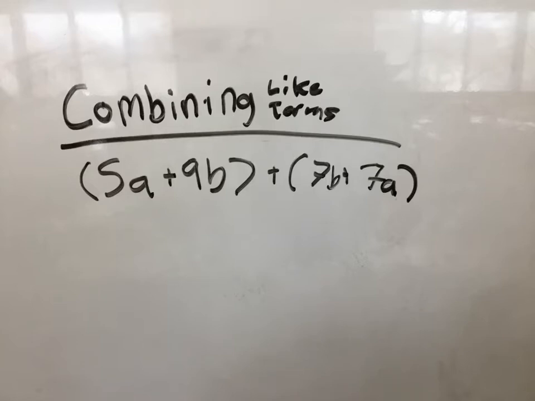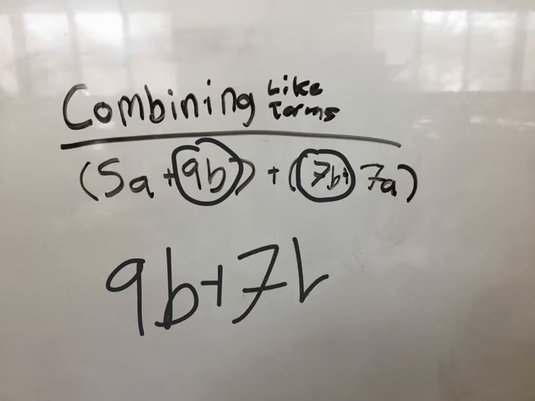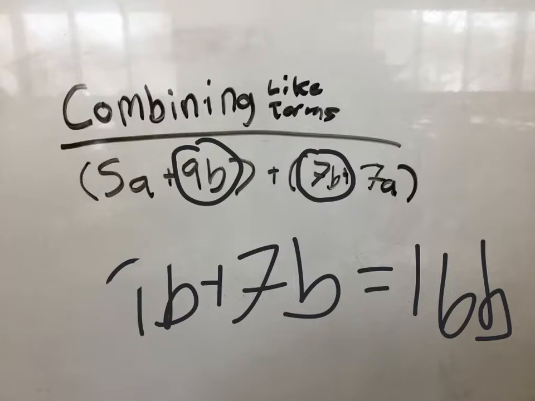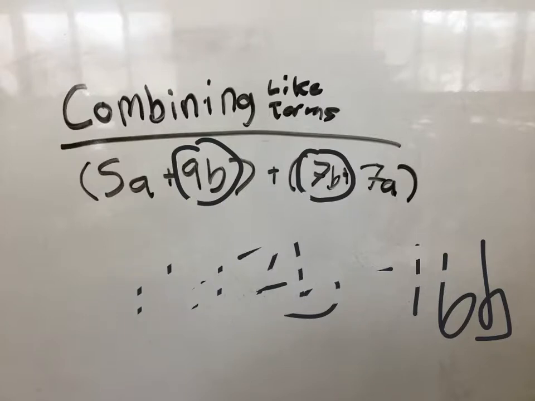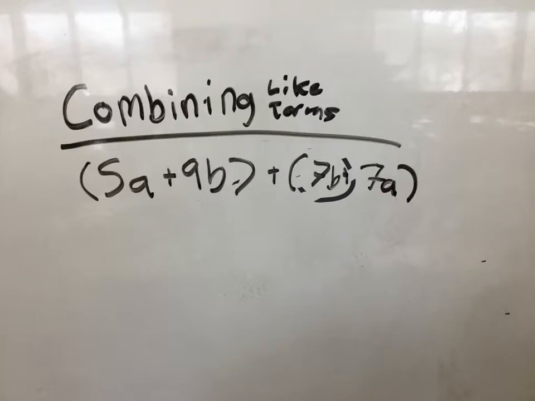Okay, so now we're going to talk about combining like terms. To combine like terms, you need to find the variables that match. Like I have 7b and 9b. So now we add 9b plus 7b, which equals 16b. And then 16b now becomes part of our problem. So instead of having a long problem, we're simplifying our problem.